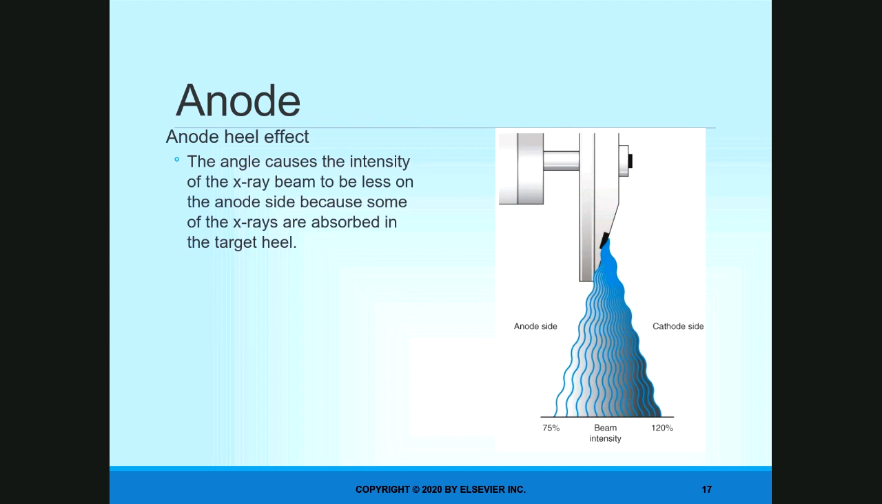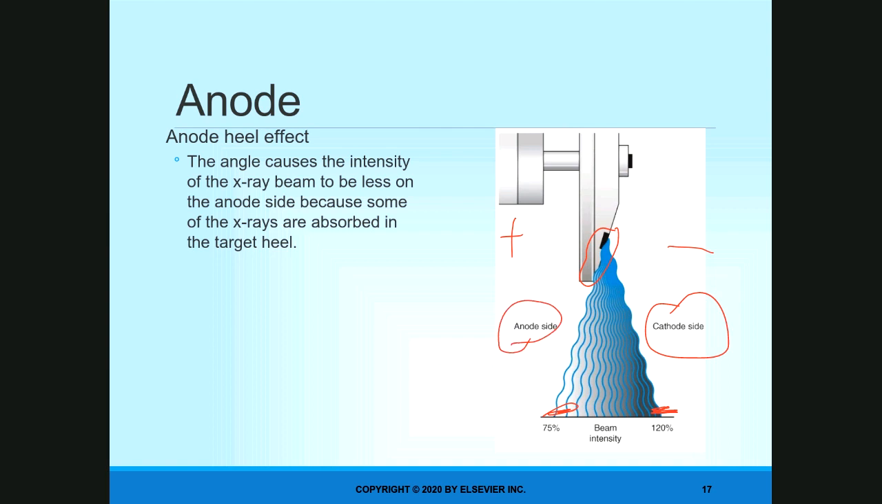So when you have the anode heel, what it says is that when you create the radiation, some of the radiation is going to be absorbed in the heel of this anode, so that you end up with less on this side, more on this side. This happens to be the anode side, which is positive. This is the cathode side, which is negative. So you end up with more photons on the cathode side than you do on the anode side.